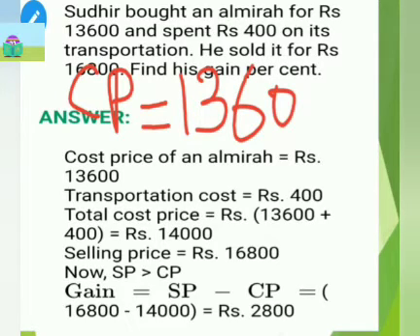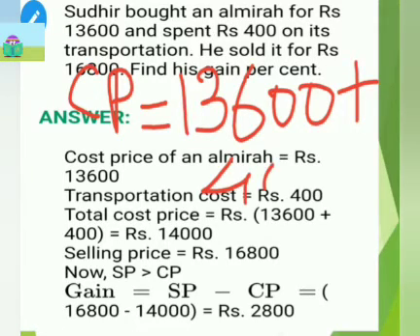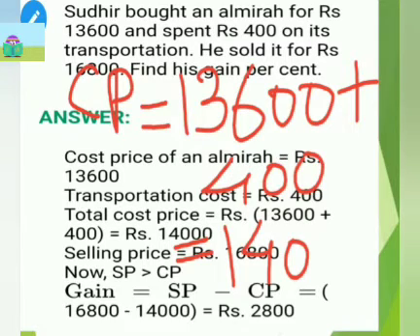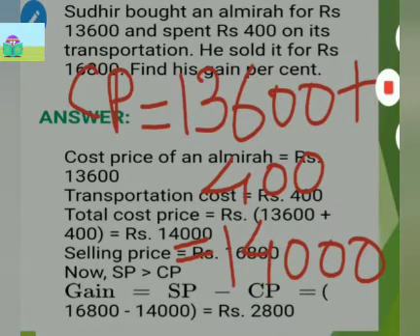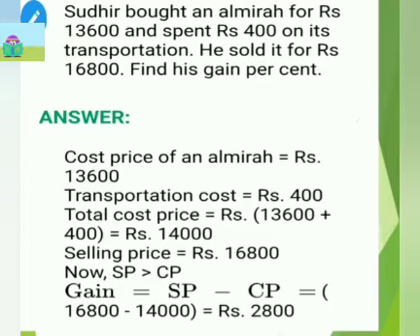13,600 plus 400, which means his net CP will be 14,000. So the net CP is 14,000. His selling price is 16,800. As you know, here the selling price is more than the CP, that means he is having a gain. So you will calculate the gain.